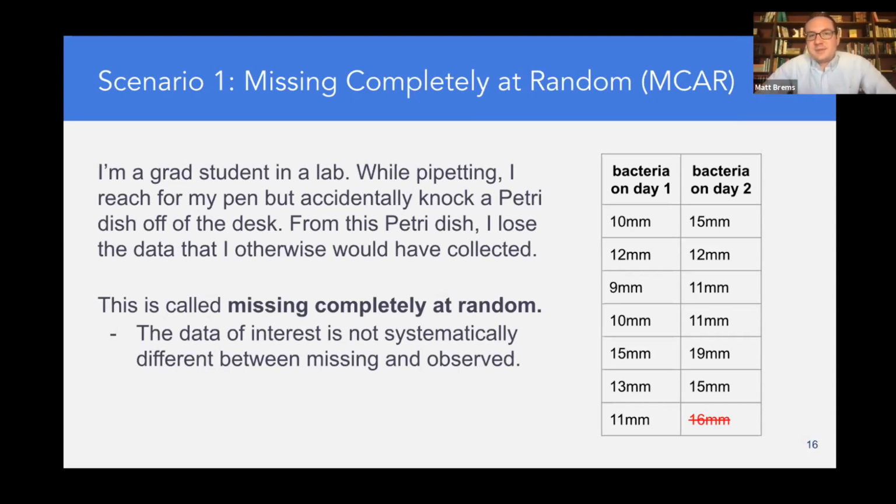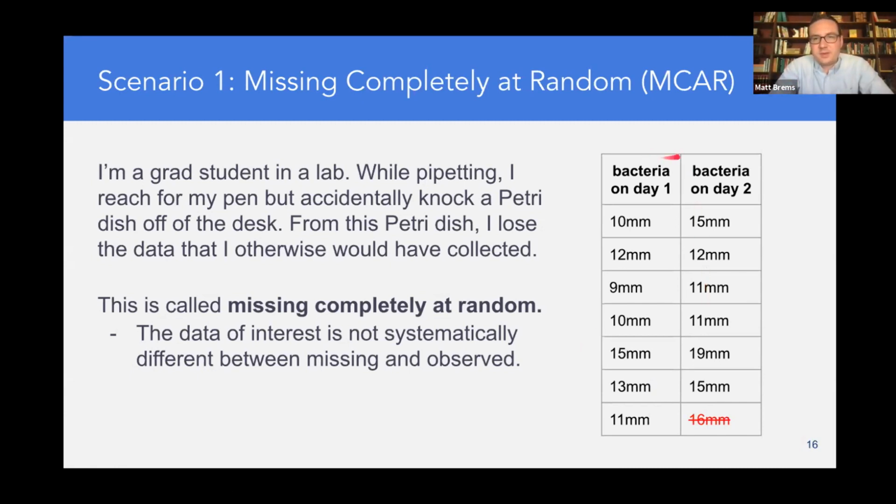So one type of missing data is called data that is missing completely at random, or MCAR. Let's say I'm a grad student in a lab and I'm pipetting. I'm taking solution from one place and putting it into a petri dish, over and over again. While pipetting, I reach for my pen and I accidentally knock one petri dish onto the floor, and maybe the lid pops off. From that petri dish, I lose data that I would have otherwise collected.